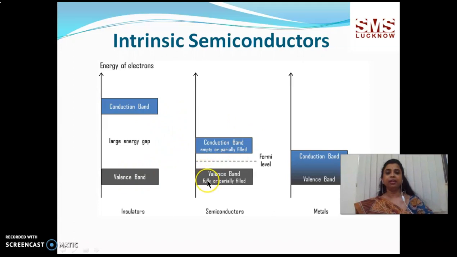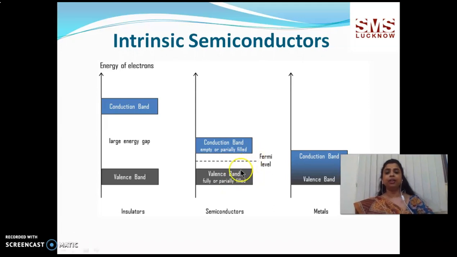But in semiconductors, we see that there is a small energy gap between the valence and conduction band, and therefore at 0 degree Kelvin, when the whole molecular motion ceases, the electrons cannot jump from the valence to the conduction band, and at that particular period of time, these semiconductors behave as insulators.